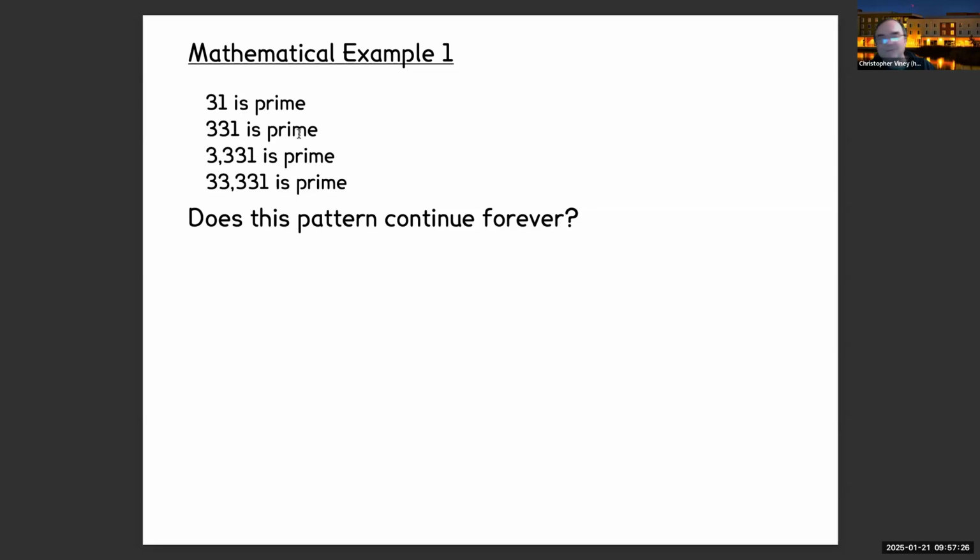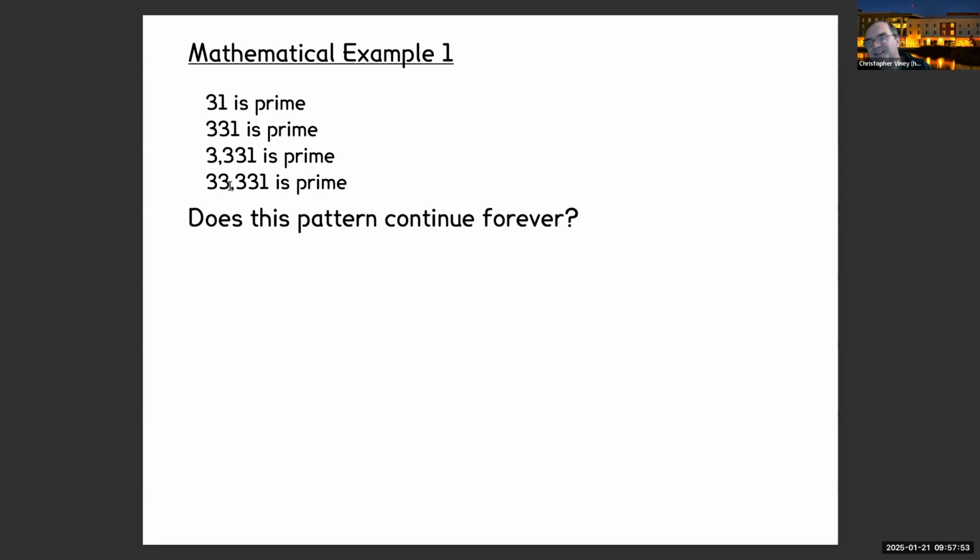It's also prime. You look at 3,331. Oh my, it's prime as well. You look at 33,331. Hey, it's prime. You start saying, well, is this forever? Can I put another 3 and another 3 and another 3? Does it go on and on and on? Can I prove it for the general case? For let's say X number of 3s, can I prove what's going to happen?